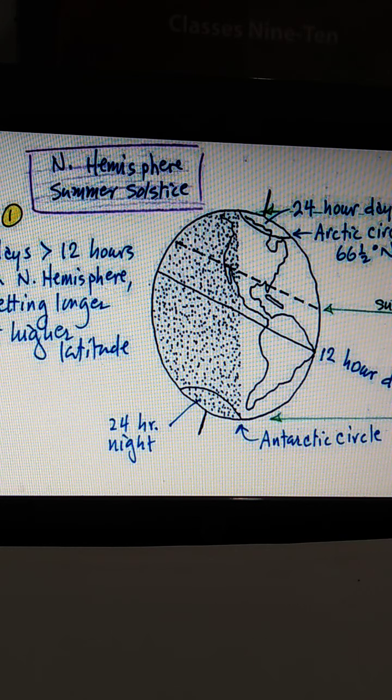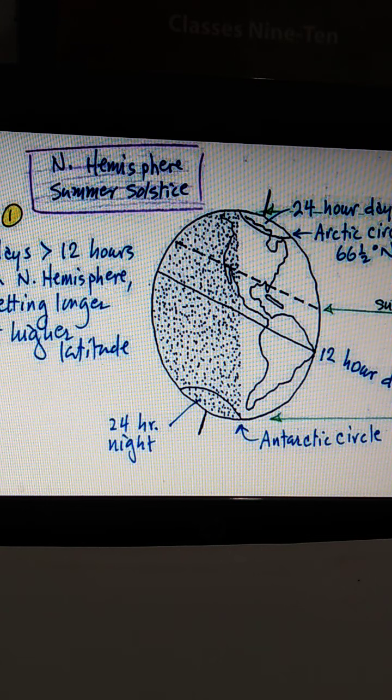The day lasts for 24 hours in the Arctic Circle, that is from 66.5 degree north to 90 degree North Pole, and night occurs for 24 hours in the Antarctic Circle, that is 66.5 degree south to 90 degree South Pole. 21st June is called summer solstice.